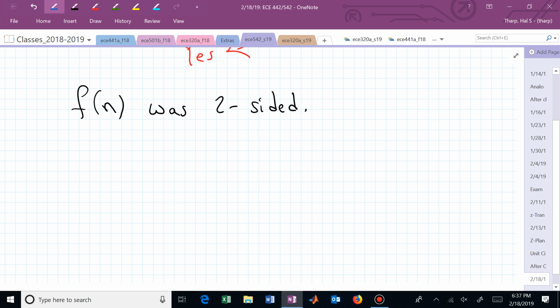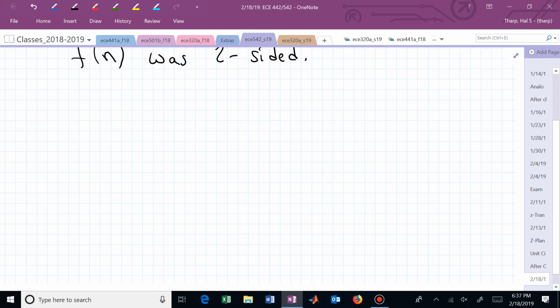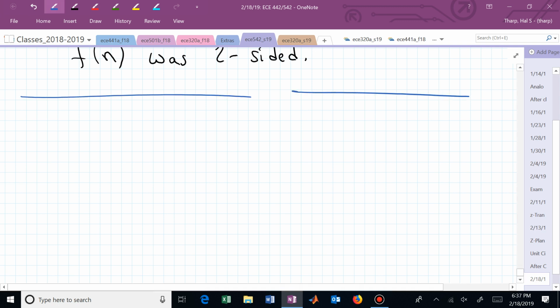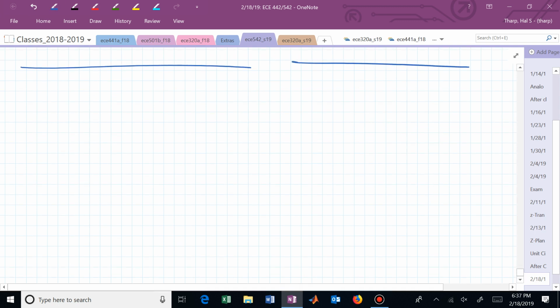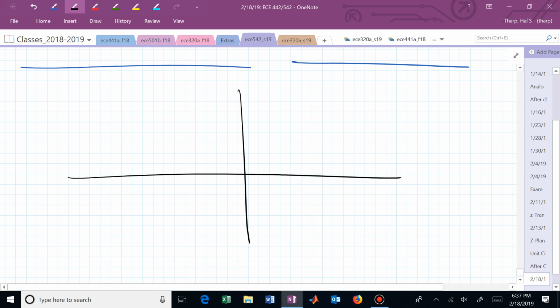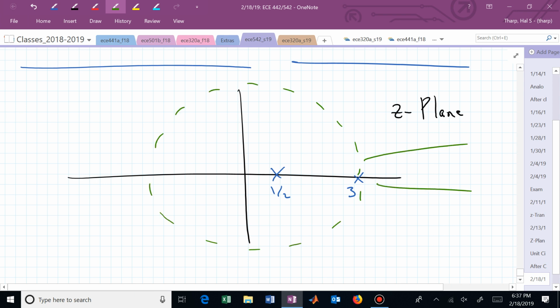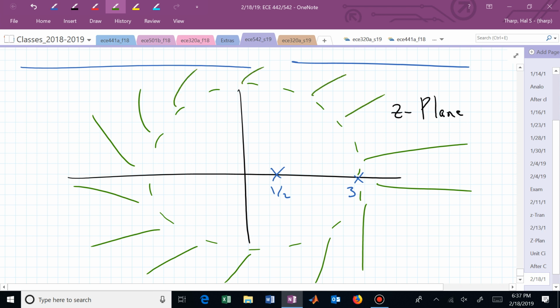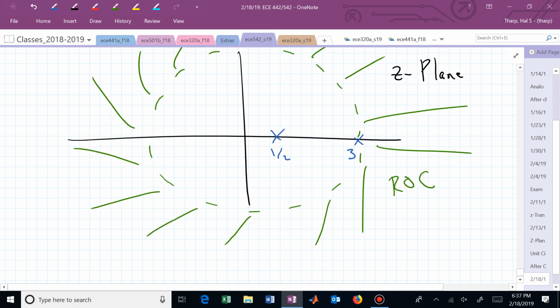What if we did another region of convergence for those same two poles? Suppose we did the following. Here's our z-plane, and now here's 1/2, and here's 3, and suppose our region of convergence is this. Is that a valid region of convergence?